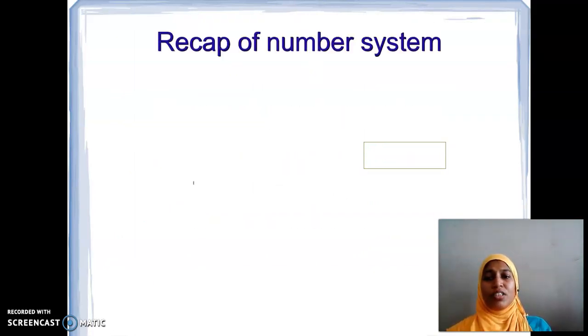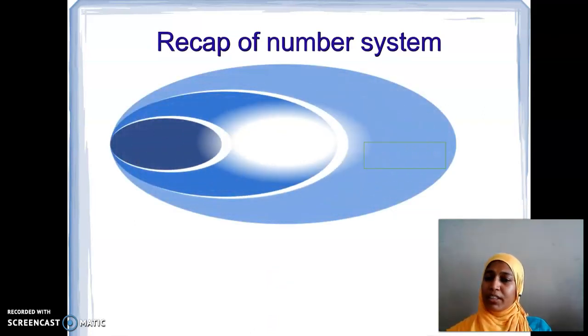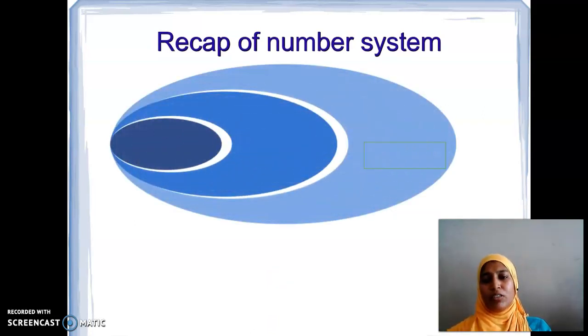Right from LKG, we are learning 1, 2, 3, etc. all the numbers. If I ask you which is the biggest number, we will be coming up with very big numbers like crores, million, trillion. Very good. All these numbers are called natural numbers, starting from 1, 2, 3, etc. This is called the natural number system.